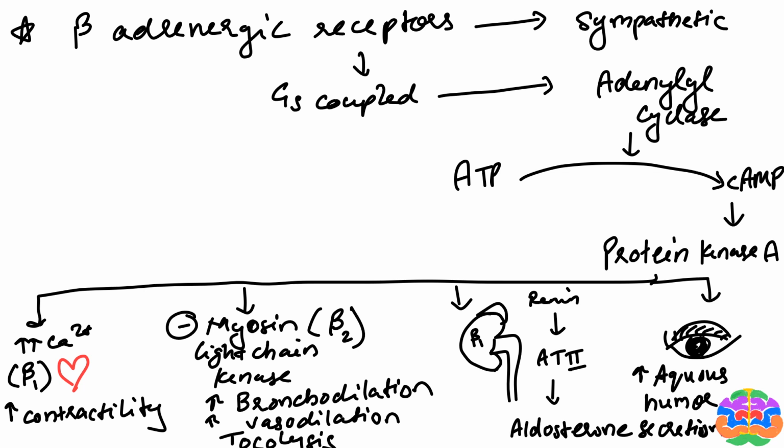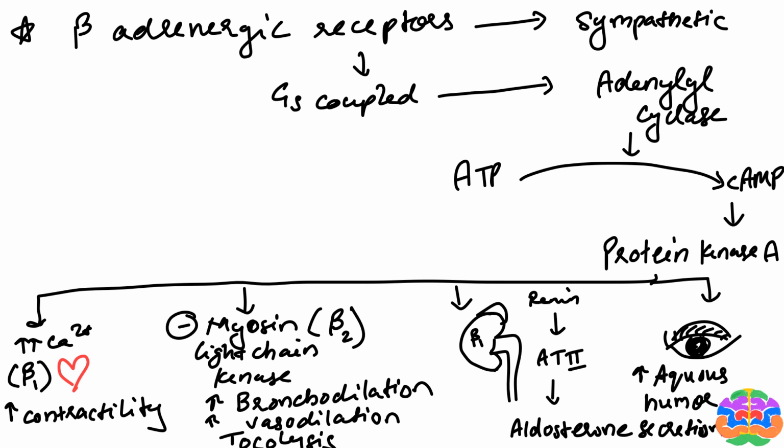First, it increases the calcium influx, especially in the beta 1 receptor, which is present in the cardiac muscle, thereby increasing the cardiac contractility. Next action is inhibition of myosin light chain kinase in the beta 2 receptors, which causes increased bronchodilation, increased vasodilation, and tocolysis, which is the relaxation of uterine muscles.